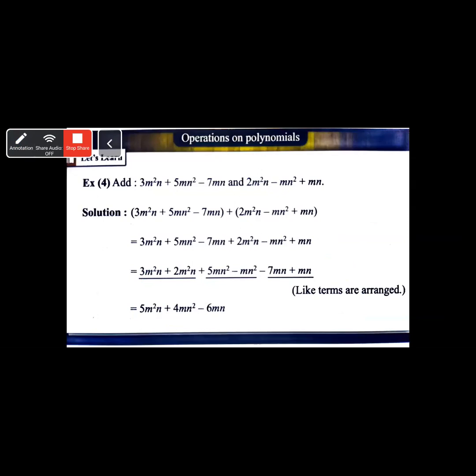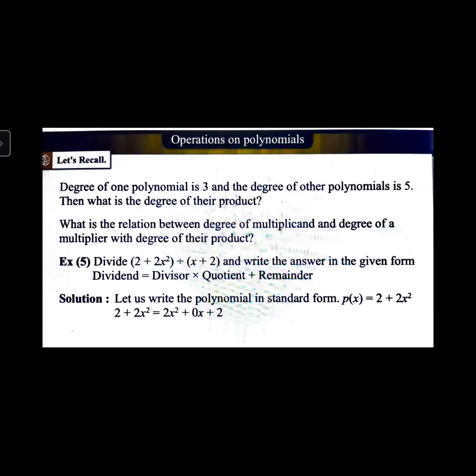Now let's proceed to the next page. Page number 42. Example number 5. Before that, you see the degree of one polynomial is 3 and the degree of the other polynomial is 5. Then what is the degree of their product?